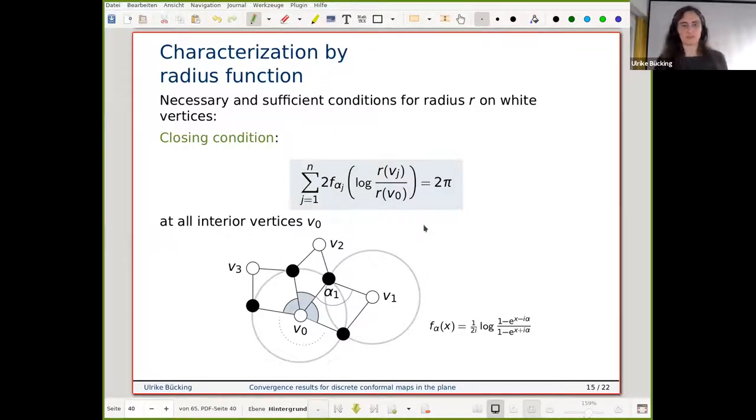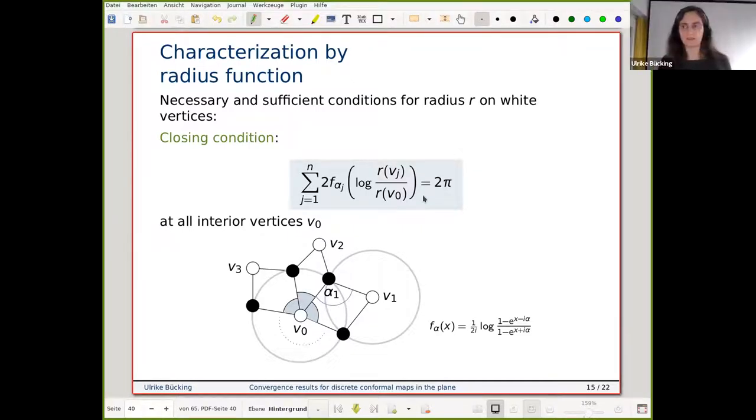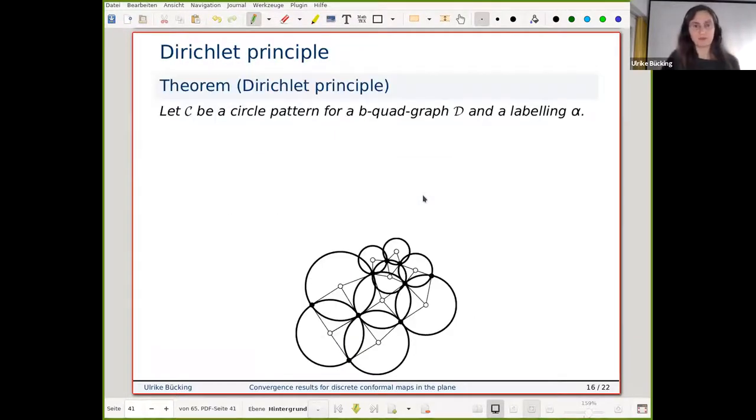I studied circle patterns before I studied conformally equivalent triangulations. And also here, I had the impression that this is very similar to a nonlinear discrete Laplace equation. This is also shown by the fact that we have a Dirichlet principle, which is now far easier than for conformally equivalent triangulations.